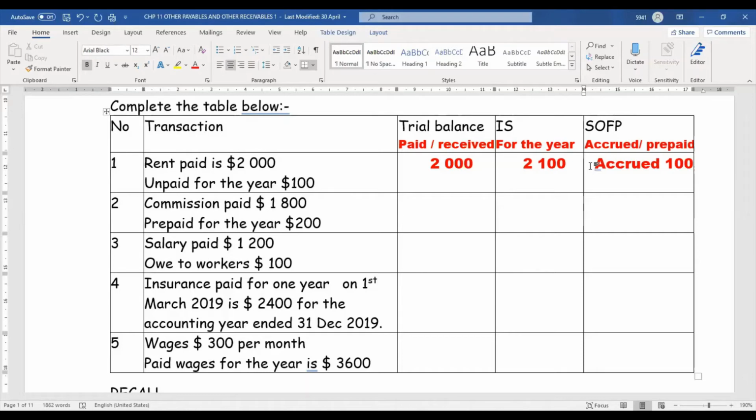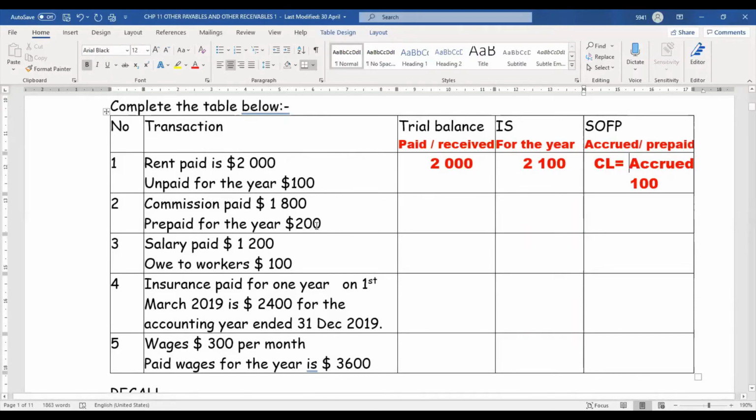How to decide asset or liability? If it is an asset, that guy owes me. If someone owes me, that one is my asset. If I owe someone, that one is my liability. So this one, I'm supposed to pay 100, but I haven't paid the 100 rental. So I owe that guy. If I owe that guy, it will be my liability. And normally, accrued and prepaid will become your current liability. Under the current liability, accrued rental 100.